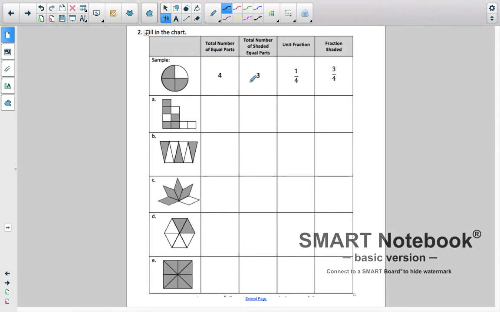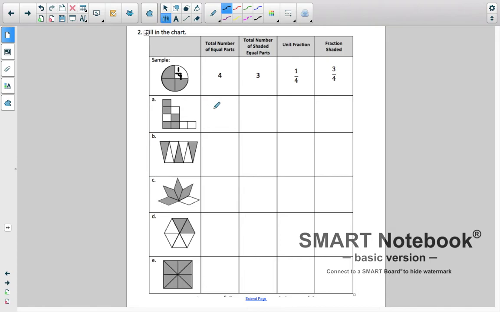Now they're asking for the unit fraction. The unit fraction is 1 piece, so one of these pieces is going to equal 1/4. So it's 1/4 is the unit fraction. And the fraction shaded, well, we see that there's 3 parts shaded and there's 4 equal parts, so the fraction shaded is 3/4. So let's look at the next shape.